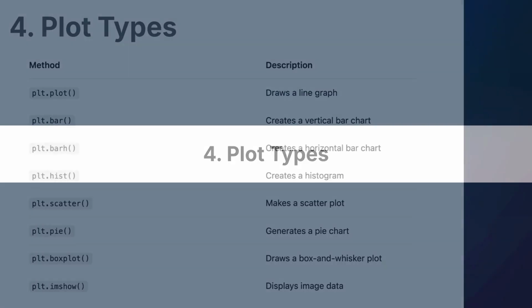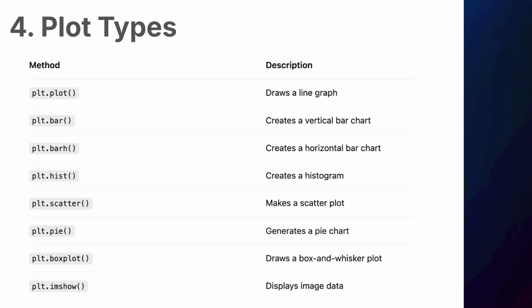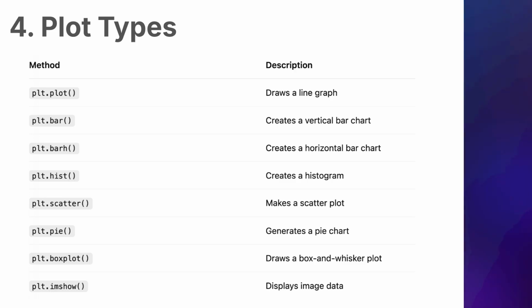4. Plot types. These are the common 8 plot types. First of all, plot, as we have seen on the previous page. It creates a line graph, great for showing trends over time or comparing two variables.